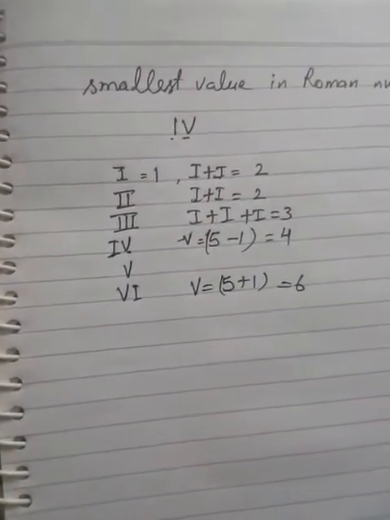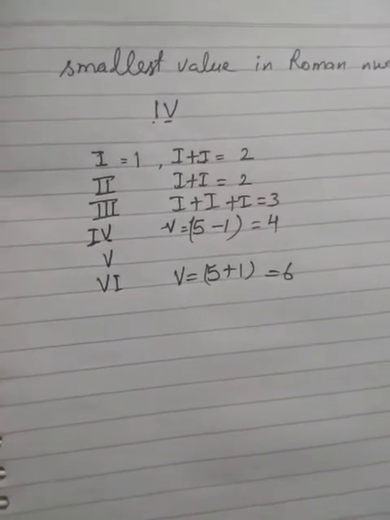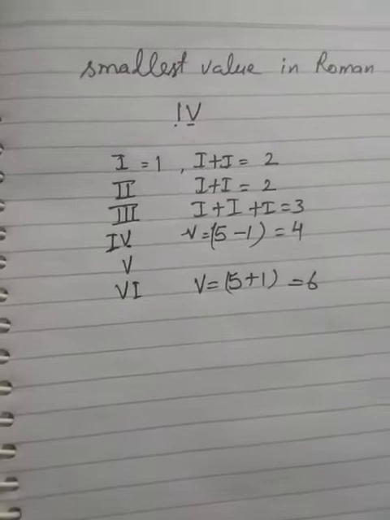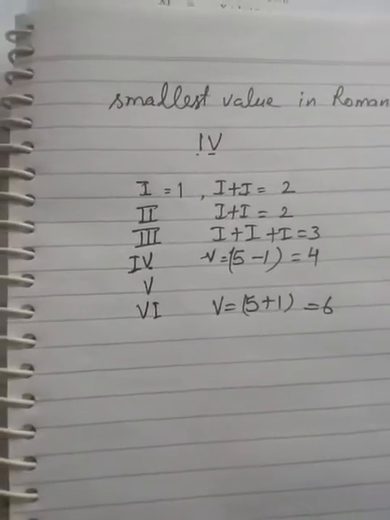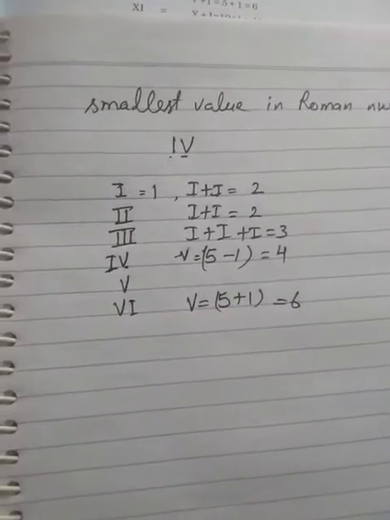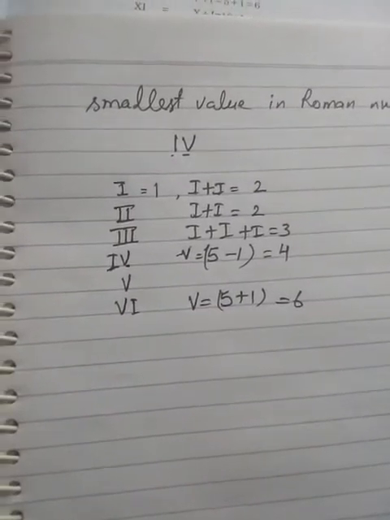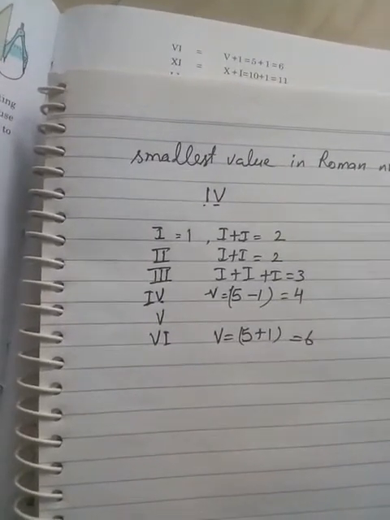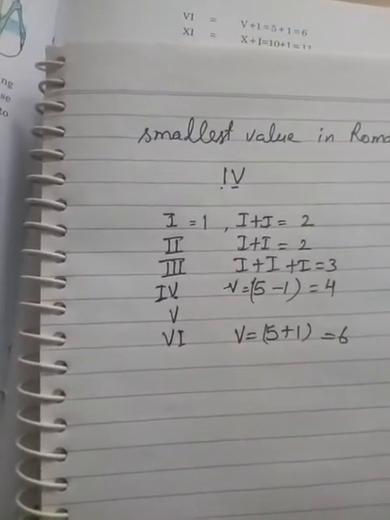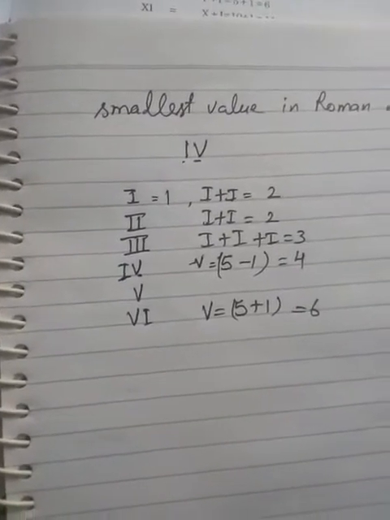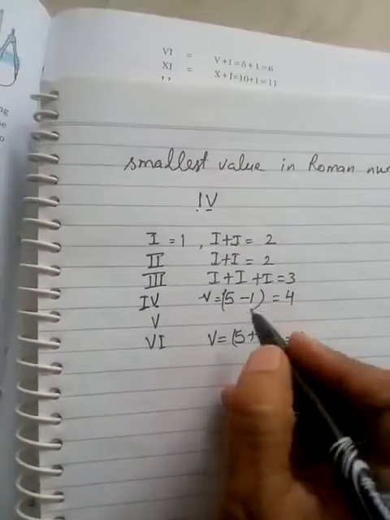So I have gone through the 3 rules. You can't repeat any Roman numeral more than 3 times. If any smaller value Roman numeral is written on the left hand side of a greater value Roman numeral, it means subtraction. And if any smaller value Roman numeral is written on the right hand side of a greater value Roman numeral, it means addition. One more thing to remember, you can't repeat V.